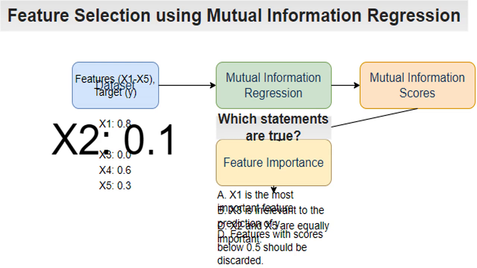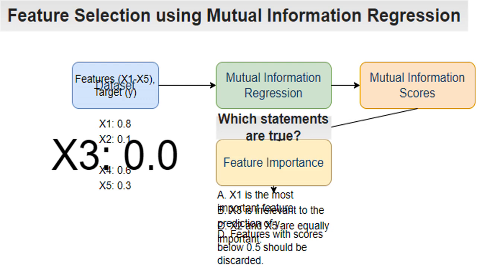Here, feature x2 has a mutual information score of only 0.1. This indicates a weak relationship with the target variable compared to x1. A score of 0.0 for x3 means there's no relationship at all between this feature and the target. We can safely say x3 is not useful for predicting y.